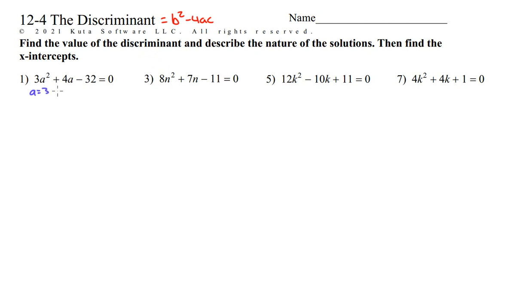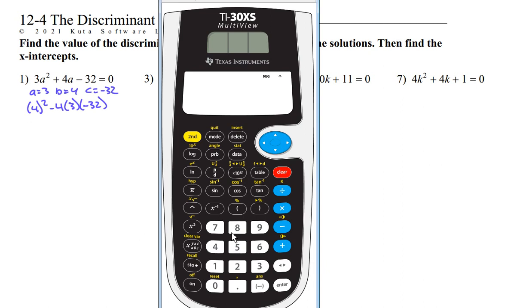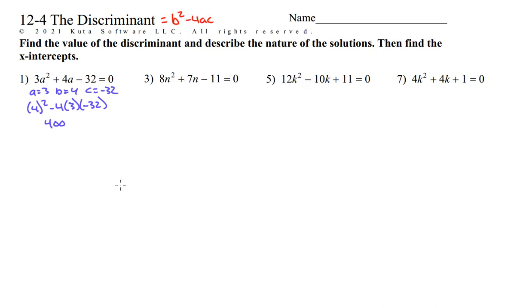So in this one here, A is 3, B is 4, and C is negative 32. The discriminant for this one is going to be B squared, which is 4 squared, minus 4 times A, which is 3, times C, which is negative 32. So 4 squared is 16 minus 4 times 3 times negative 32, and we get 400. Since it's not 0, that means there are 2 solutions. Since it's positive, it's going to be 2 real solutions.